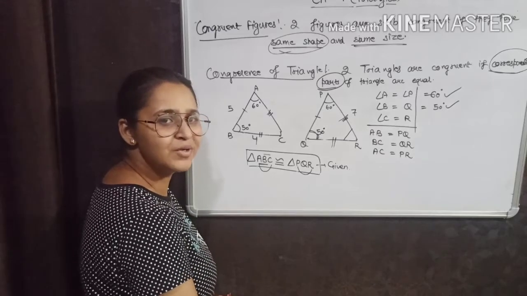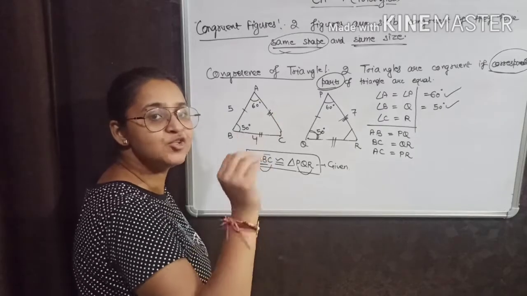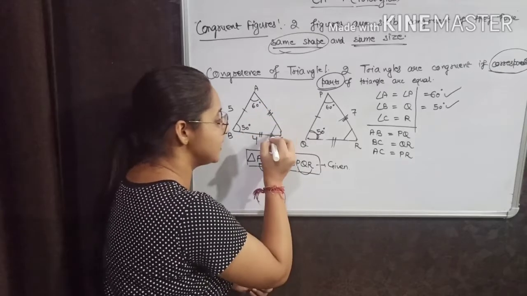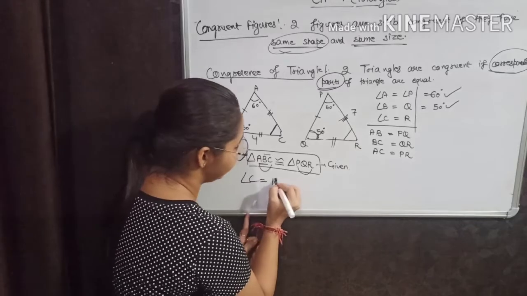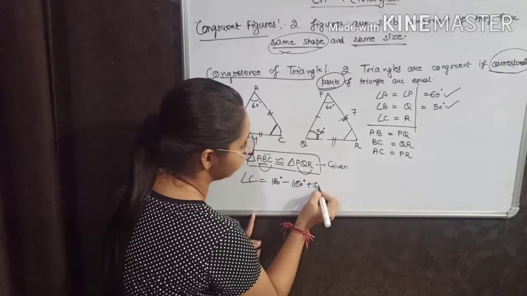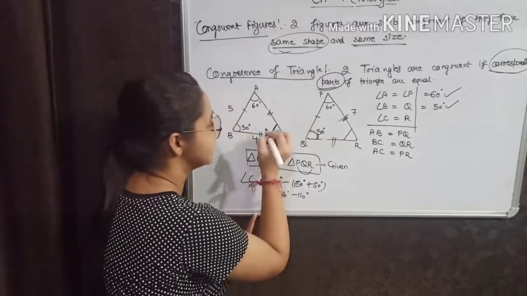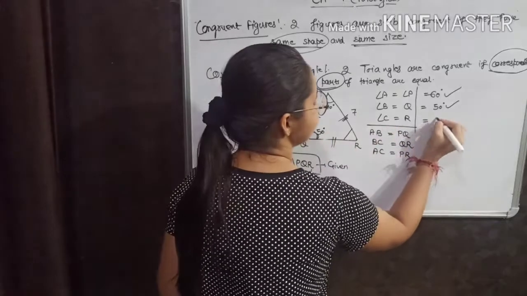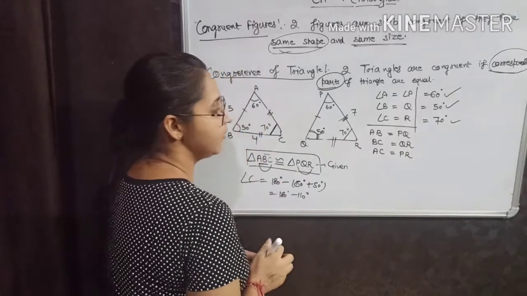But you must have studied the angle sum property. The angle sum property is that the sum of the angles of any triangle is 180 degrees. And since the two angles are given, I can easily find the value of angle C. Angle C will be 180 degrees minus (60 degrees plus 50 degrees), and 180 degrees minus 110 degrees will be 70 degrees. And if angle C is equal to 70 degrees, then angle R will be 70 degrees. This is also known.